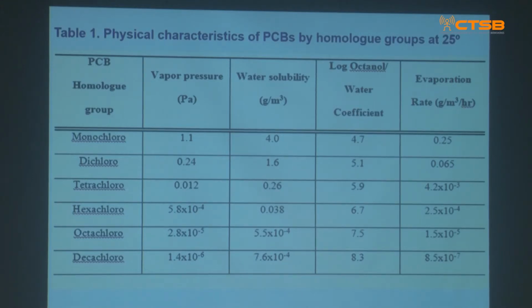And then the evaporation rate, that's related to the vapor pressure. And you see that the low chlorinated PCBs, this is in grams per cubic meter per hour, the low chlorinated PCBs are much more volatile than those that have more chlorines.